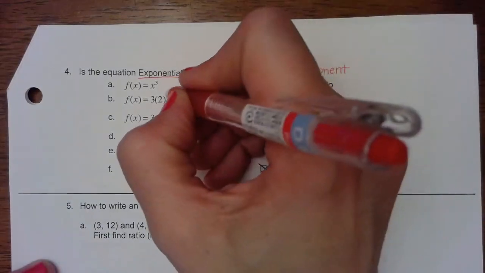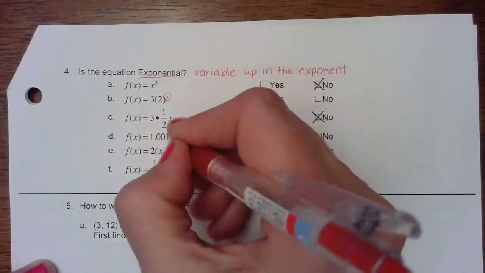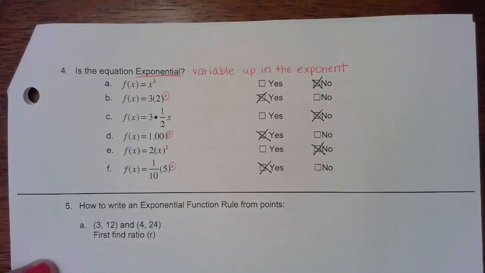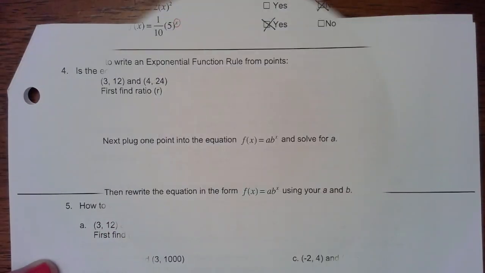So for the 3 that were yeses, I'm going to circle the x, or whatever variable it is, being up in the exponent. That makes each of those questions be a yes, and then the rest of them are no's.